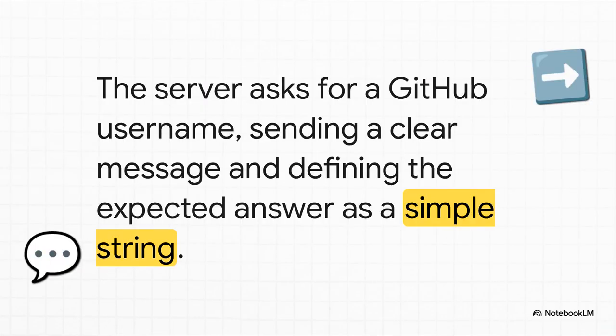So, for example, let's say an AI needs your GitHub username. It sends a request with a simple human-friendly message like, please provide your GitHub username. And under the hood, it also tells the app, hey, I'm just expecting a simple piece of text here.